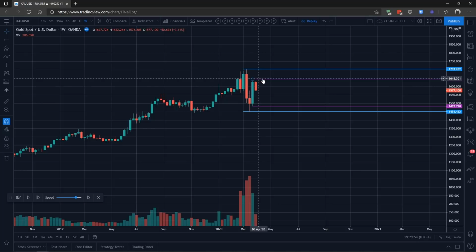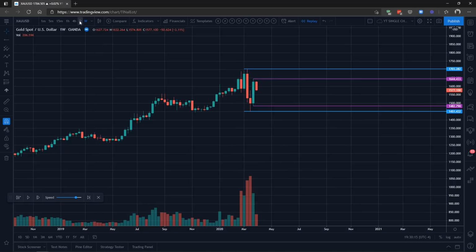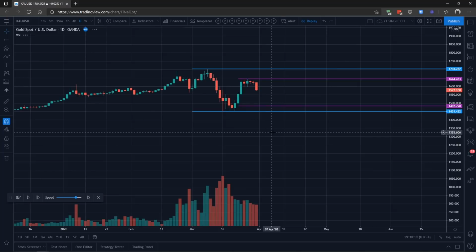If the market gets back above the prior week's high, the next target then becomes your monthly high. Same thing to the downside. If the market manages to trade below the prior week's low, that initial target would be the prior month's low. And so that's what the weekly looks like right now. Let's have a gander at the daily time frame. And this is what the daily time frame looks like.